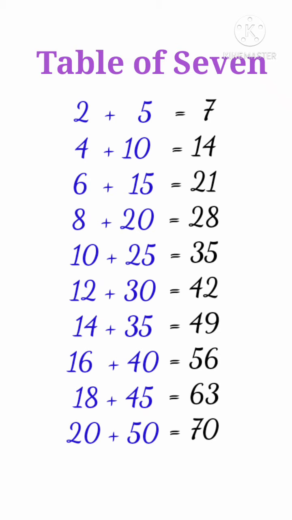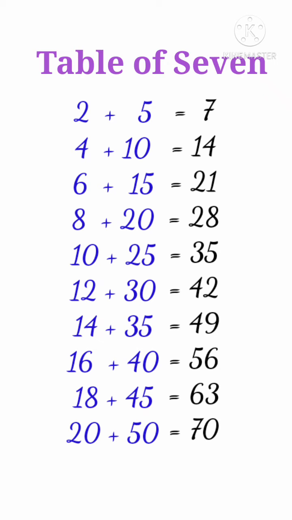do addition of the table of 2 and the table of 5. So we'll get the table of 7. Let's see. 2 ones are 2 and 5 ones are 5. So 2 plus 5 is equal to 7.